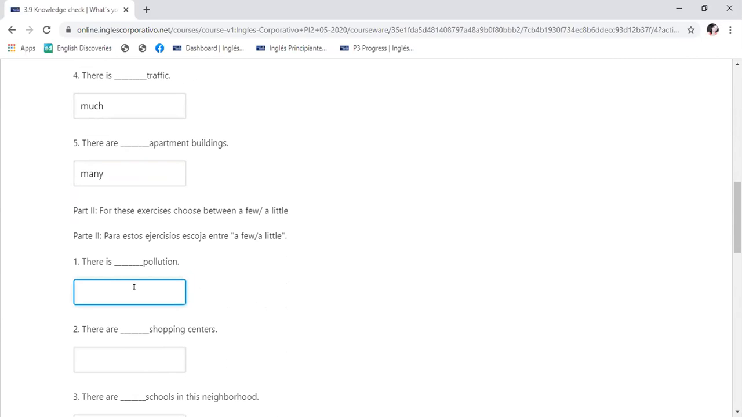A little. There is a little. It's the same as much and many. A few is countable. A little is uncountable. Remember the L. Number one, the L. L-I-T-T-L. Oh, yes. A little.